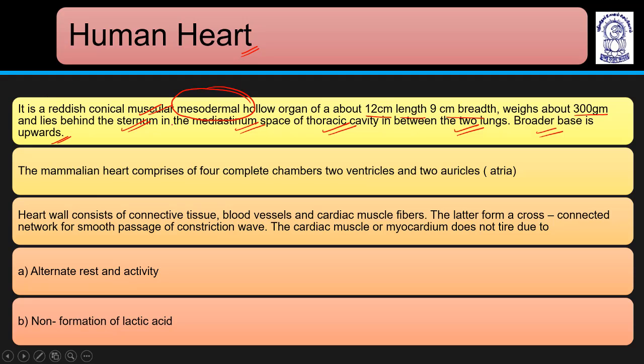So it is a reddish, conical, muscular, mesodermal hollow organ, about 12 centimeters in length, 9 centimeters in breadth, and weighs about 300 grams and lies behind the sternum in the mediastinal space of the thoracic cavity in between the two lungs. The broader base is upward. The mammalian heart comprises four complete chambers, two ventricles and two auricles.